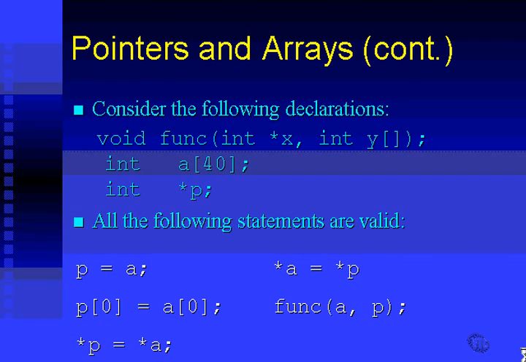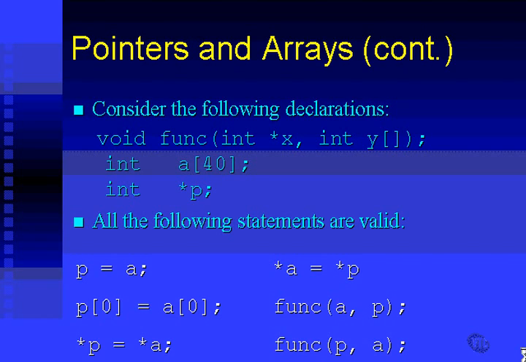You can pass a and p into the function. Now, a is being passed into the first element, and p is being passed into the second element. And the compiler will not complain about that. And of course you can do p to a, which is probably the way that you would expect it to work. All of those things work.